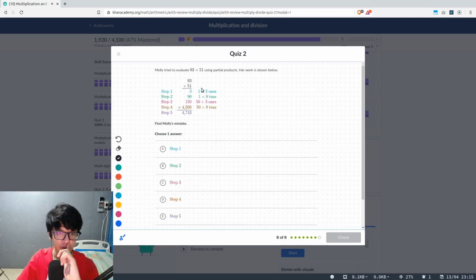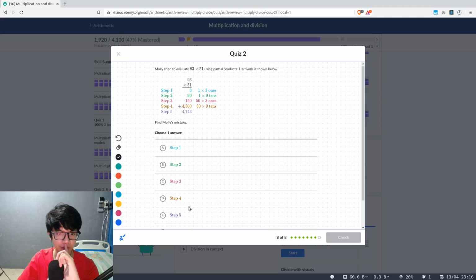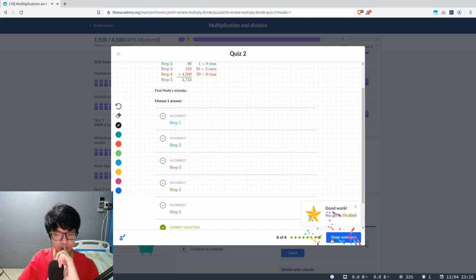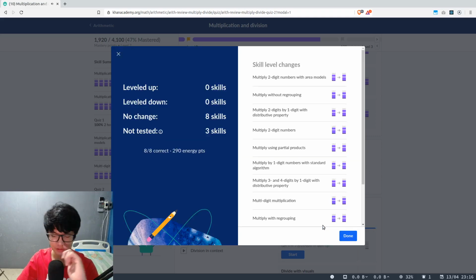Molly tried to evaluate 19. Yeah. Find Molly's mistake. 1 3 ones, 3 90s, 1. Oh shit, it's 1. Okay. 90. It's correct. 50 times 3, 150. And 5, 4, and 400. 3, 4, 4, 1, 7. You did not make a mistake. Oh, yeah. Feels good, man.